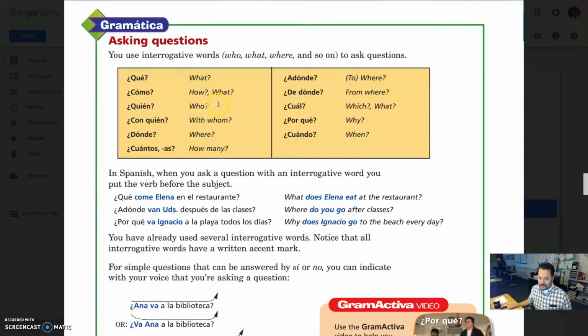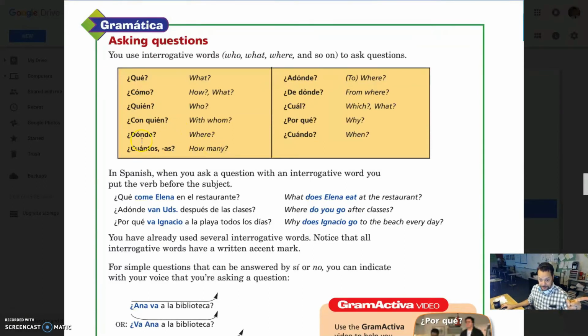Okay, so let's analyze these question words. I gotta let you know that quién means who, con quién means with whom, if you're talking about one person, all right? Be careful with cuántos and cuántas because you're going to use cuántos if you're describing masculine nouns. For example, ¿cuántos libros hay? How many books are there? Because libros is masculine, okay? But if you want to say how many pens there are, ¿cuántas plumas hay? You use cuántas because plumas is feminine, okay?